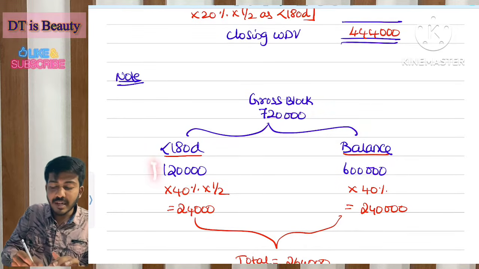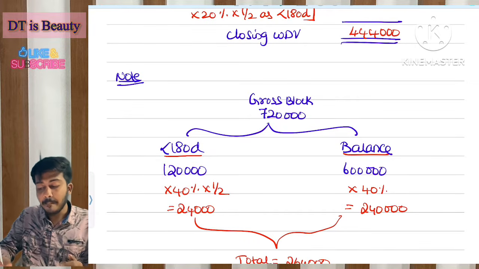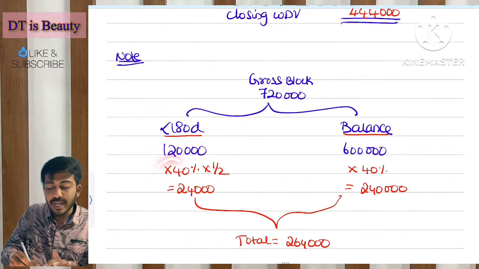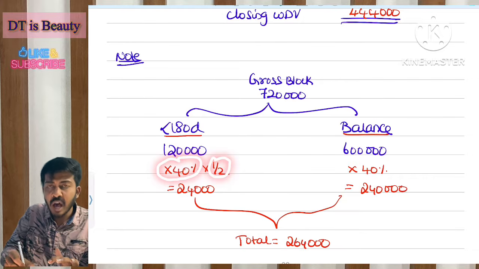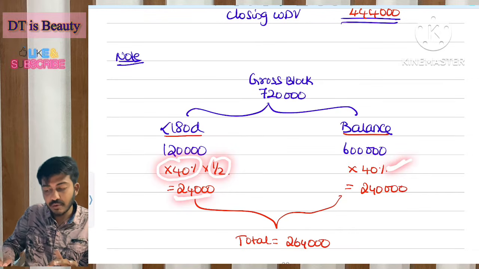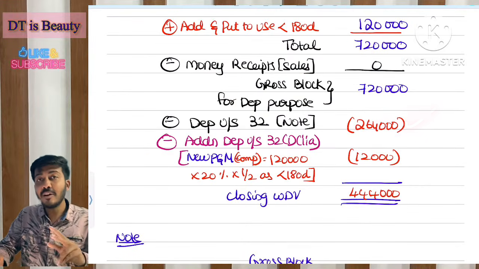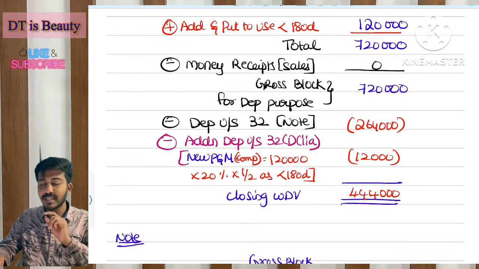On this, less than 180 days it is 1,20,000, correct? Out of 7,20,000, 1,20,000 is less than 180 days. The balance is 6 lakhs. On the 1,20,000 you can enjoy 40% depreciation, only half. On the 6 lakhs you can enjoy the entire 40%. It comes to 24,000 and 2,40,000. Total is 2,64,000. And on this you can claim additional depreciation as well.